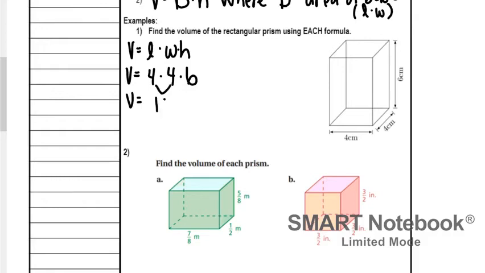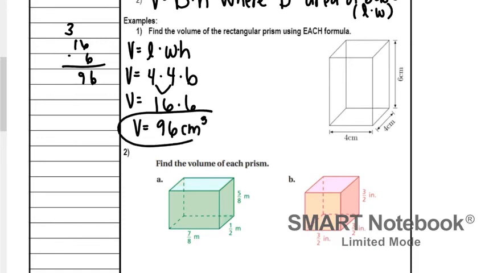4 times 4 is 16 times 6. We have 16 times 6. 6 times 6 is 36. 6 times 1 is 6 plus 3 is 9. So we get our volume equals 96 centimeters cubed, to that third power.